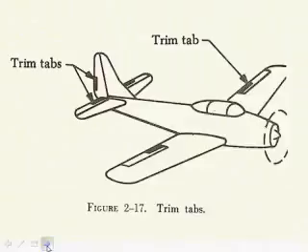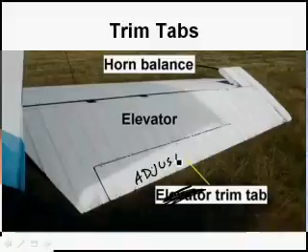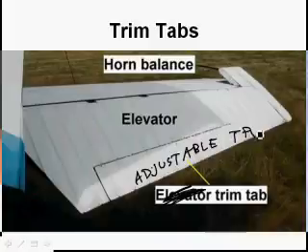And of course, we're used to adjustable trim tabs on the elevators, but there are airplanes that have them on the rudder and on the elevator. The bigger the airplane, the more likely you're going to have them. And here it is on a 172. We wouldn't call that an elevator. We'd call this the adjustable trim tab.